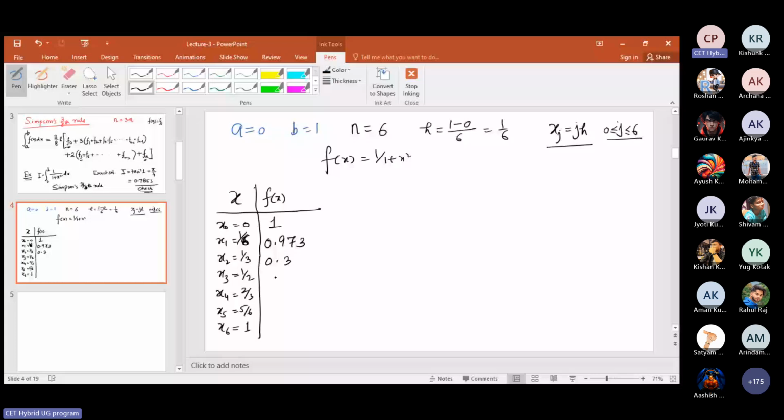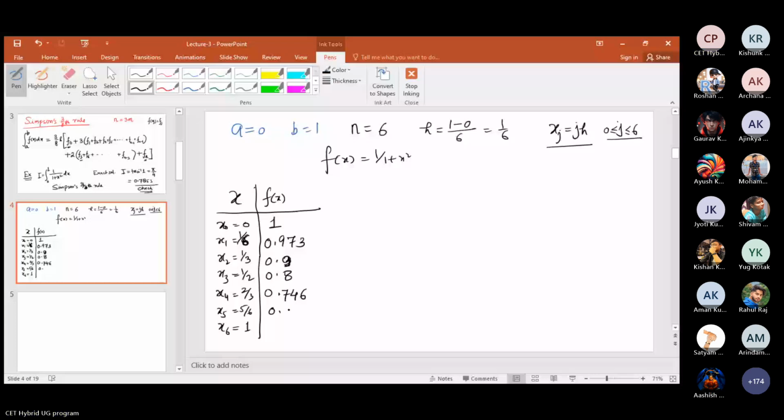1 by 1 plus 1 by 3 square will give you 9 by 10. So 0.9. Then 1 by 1 plus 1 by 2 square, that is 1 by 4. That will give you 4 by 5. That will give you 0.8. Similarly, other values I will write, 0.746. I have already calculated. You calculate all the values using a calculator.